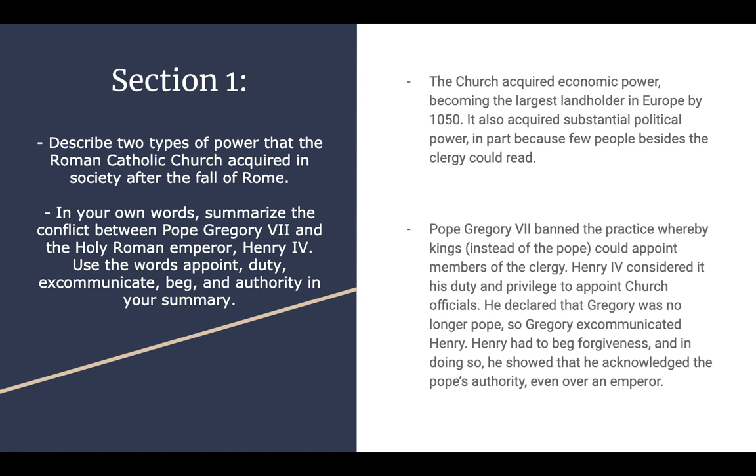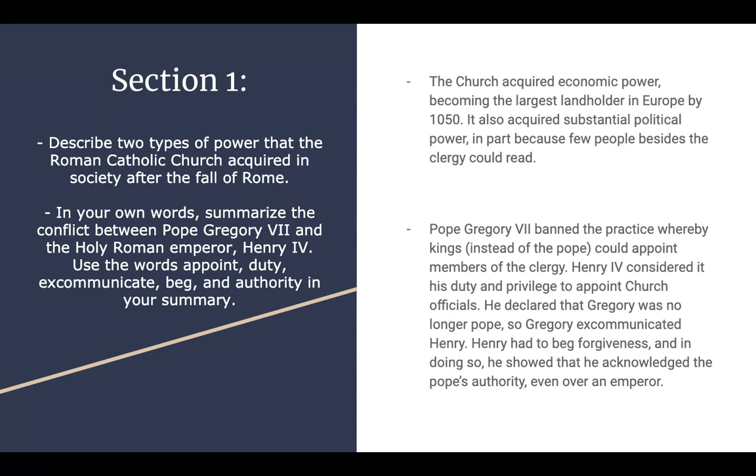First was describe two types of power that the Roman Catholic Church acquired in society after the fall of Rome. So the church acquired economic power, becoming the largest landholder in Europe by 1050. It also acquired substantial political power, in part because few people besides the clergy could read. So as a result, they became really influential, both economically and politically.